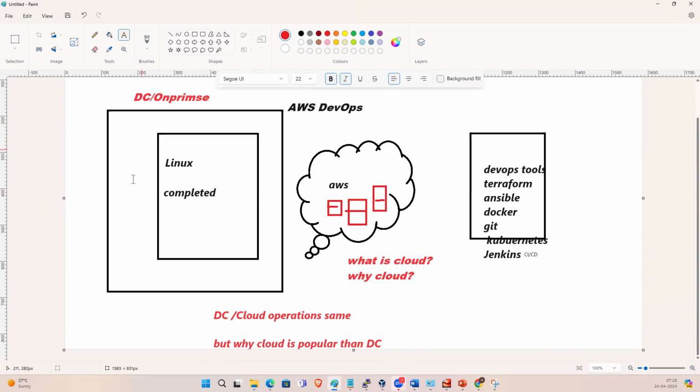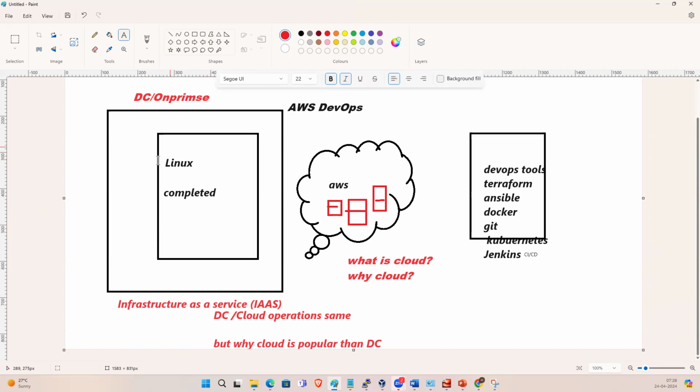Yeah, I will tell you. So DC, on-premise, what are they providing, guys? They are providing infrastructure as a service. IaaS. They only provide infrastructure as a service.